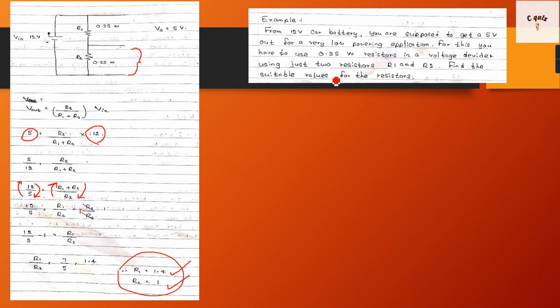So now in here they are mentioning to find suitable values for the resistor. So this is not the value, this is only the ratio. Now according to this ratio we need to find what the correct values are for this R1 and R2.